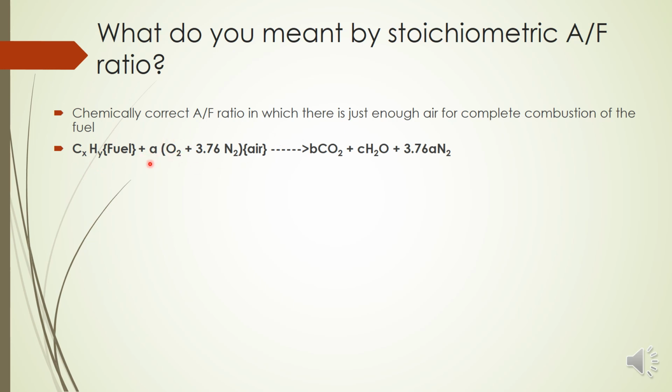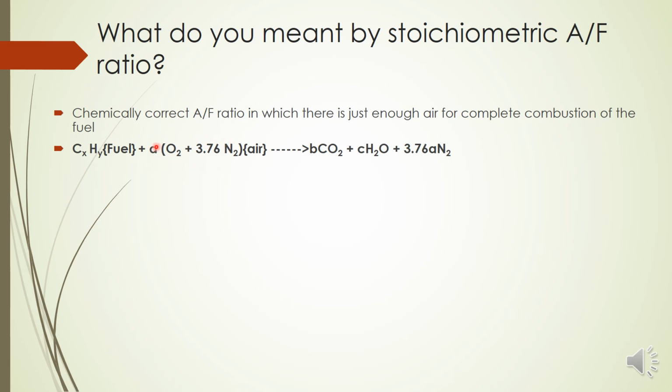And combustion means we are adding air. So what will be air? Air is oxygen plus 3.76 nitrogen. What is this 3.76? What is the importance of this number? We know that air contains 21% oxygen and 79% nitrogen by volume. So for 1 mole of oxygen, we will have 79 by 21 moles of nitrogen, and that 79 by 21 is 3.76. So this represents air.